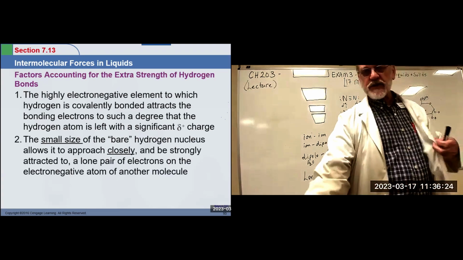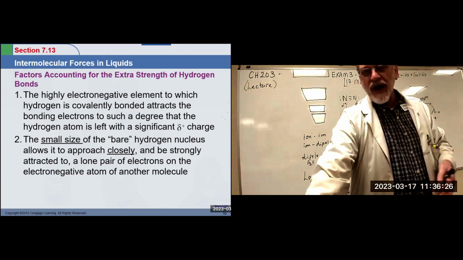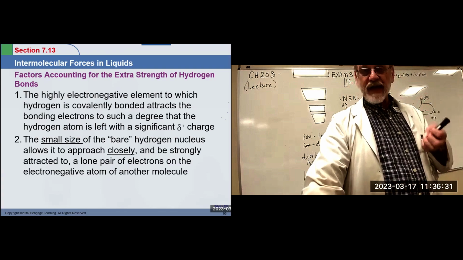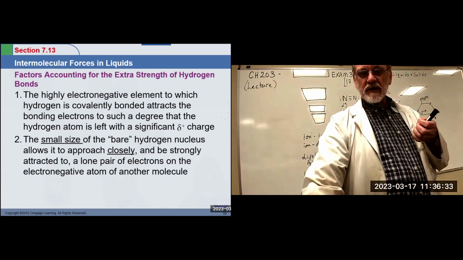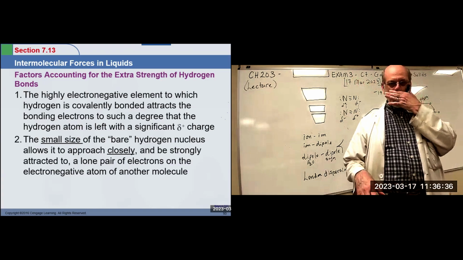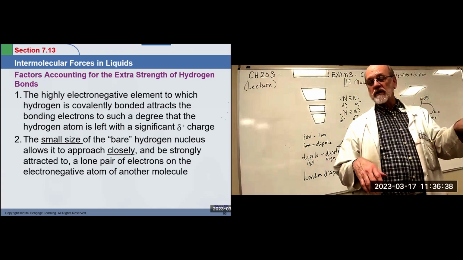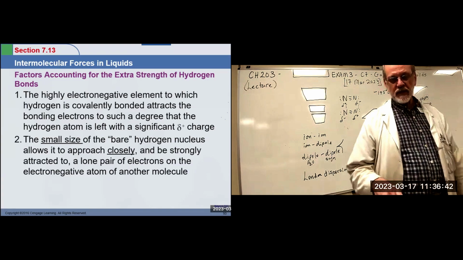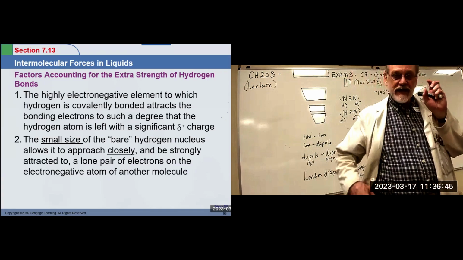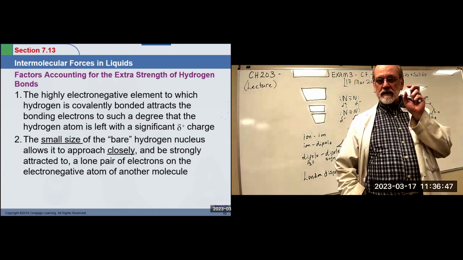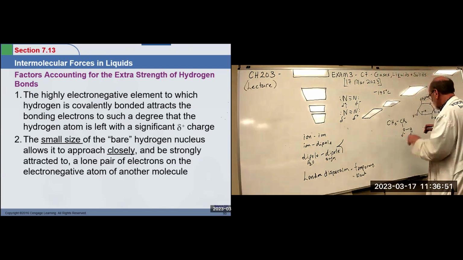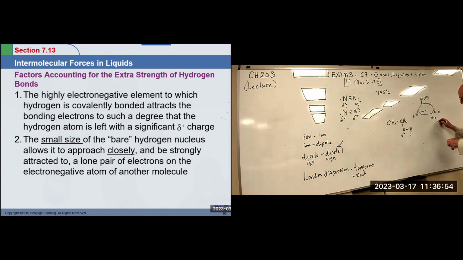So this is just rehashing. Why is the hydrogen bond so strong? Well, the highly electronegative elements that are bound to the hydrogen shift the polarity of the bond extremely toward the electronegative atom, like oxygen, fluorine, or nitrogen. And because the hydrogen atom is so small, you can get these things in here very close. Right, you can get the water molecule in there very close like that.